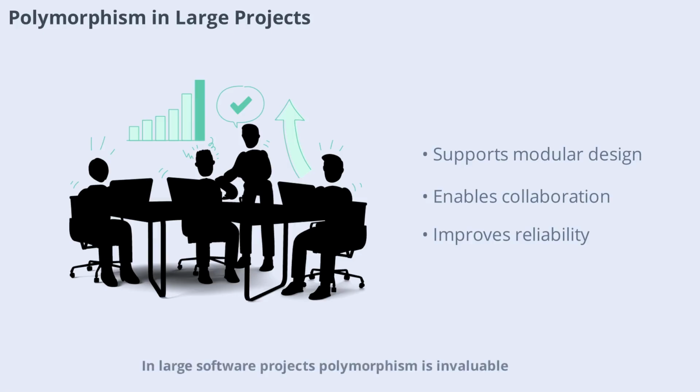In large software projects, polymorphism is invaluable. It allows teams to work independently on different parts of the system, knowing that their components will integrate smoothly through common interfaces. This modular approach leads to better collaboration, easier testing, and more reliable software.